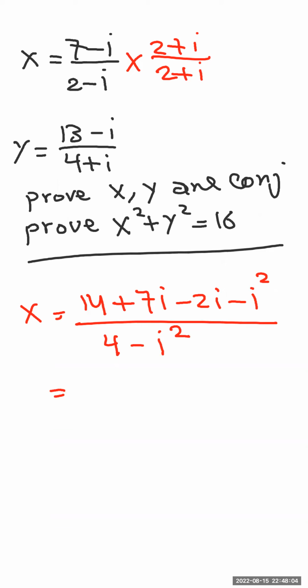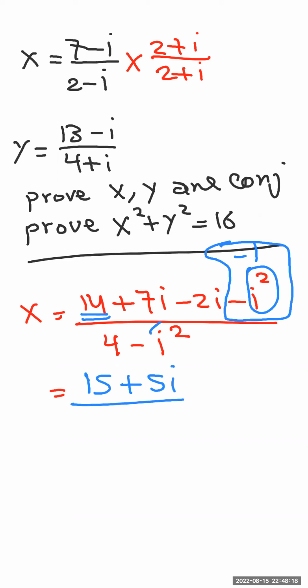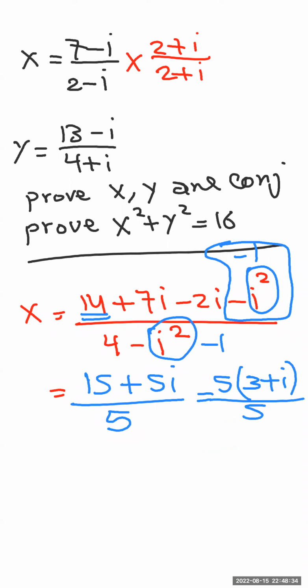So it will equal, actually i squared is negative 1. So 14 plus, because it's a negative 1, 15, 7 minus 2, so plus 5i, over 4 plus 1, 5, since negative 1 means a positive. To simplify, 5 is a common factor, so it will equal 5 times 3 plus i over 5. Now eliminate 5 from the numerator and denominator, so it will equal 3 plus i. So this is x.